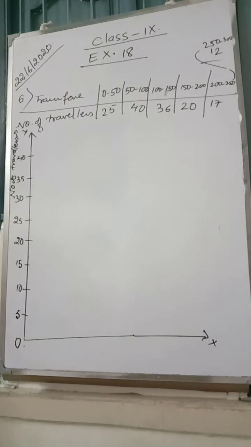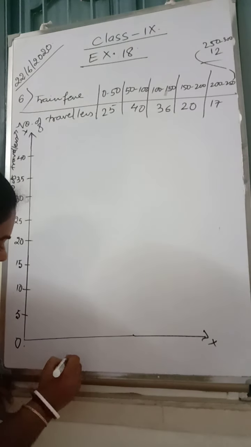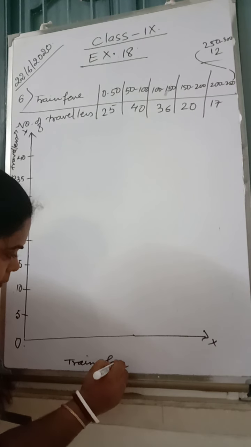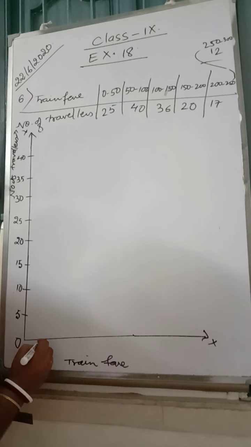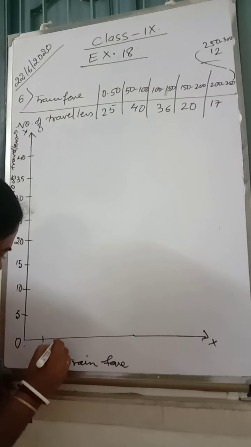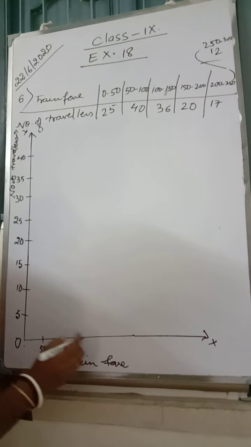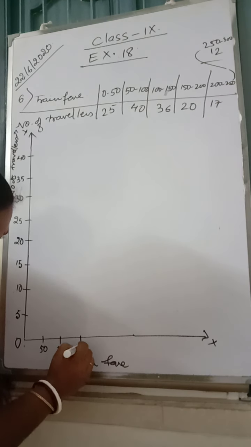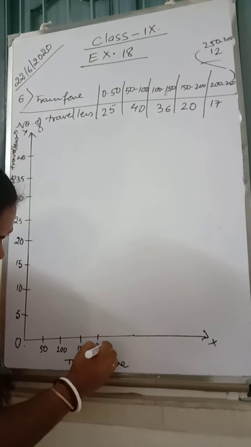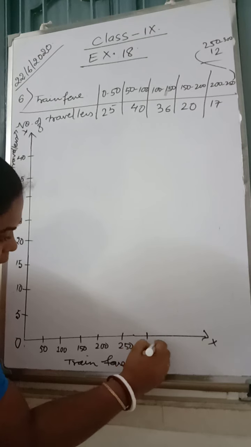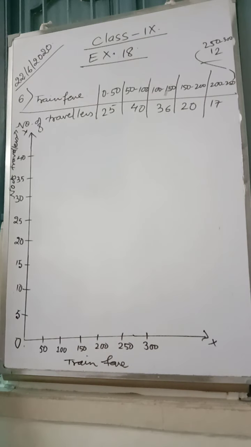This is not straight, leave it. Train fare. This is 0 to 50. Next is 50 to 100. See, I was writing in between in the bar graph. Now here, on the points, we have to write 150, 200, 250 and 300. These are the continuous markings.